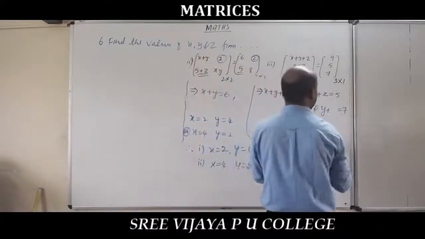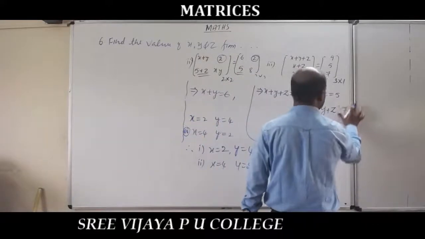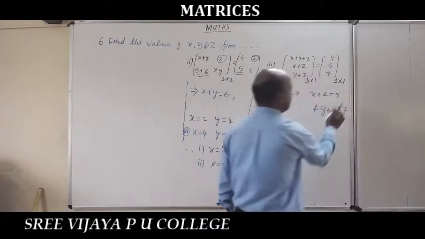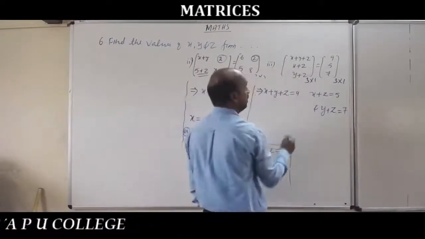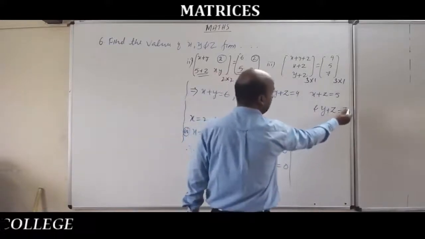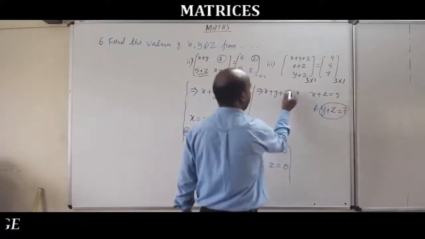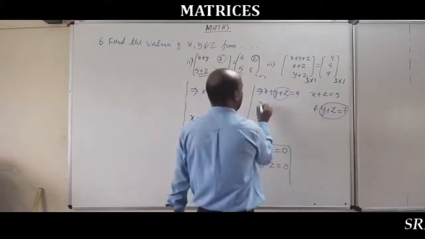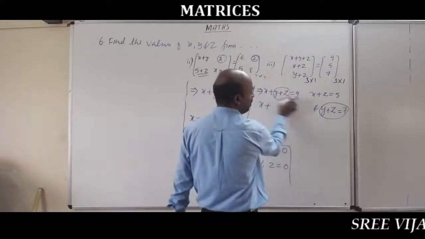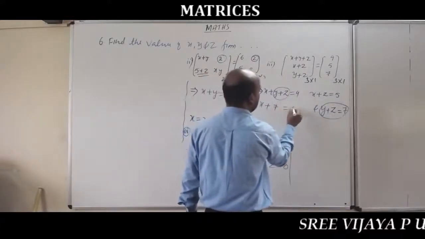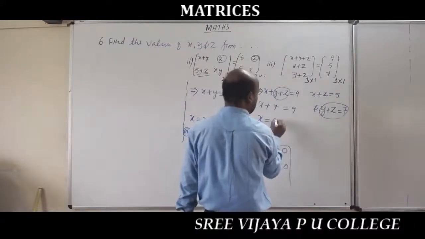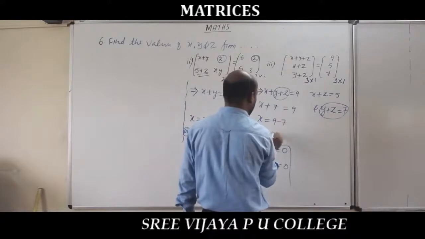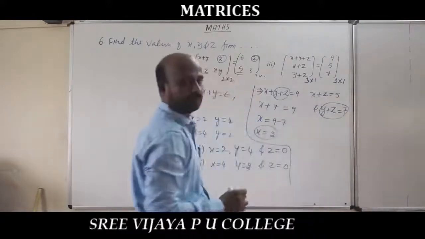Here x plus y plus z is 9, and y plus z is equal to 7. Substitute y plus z as 7: x plus the value of y plus z, 7, equals 9. So therefore the value of x is 9 minus 7. The value of x is equal to 2.